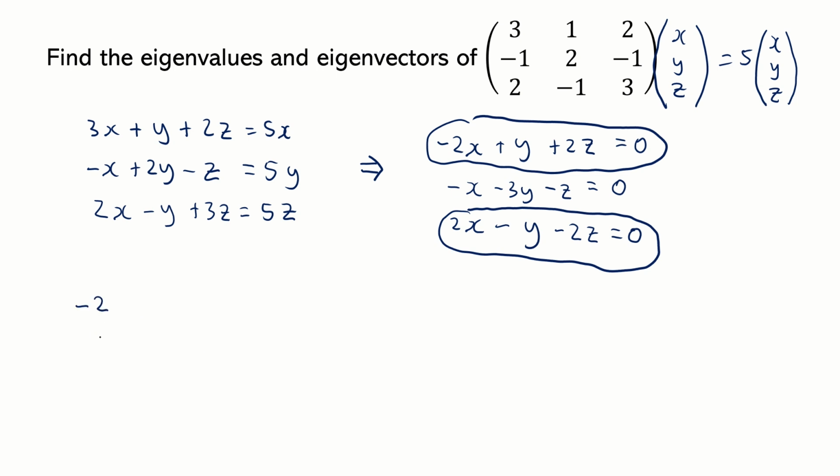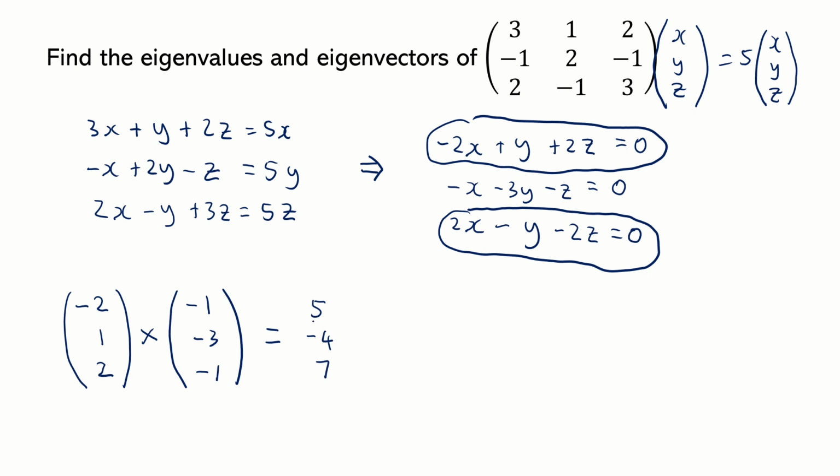I'm going to do the cross product of -2, 1, 2, the normal vector of the first plane. Obviously, if you use the normal vector from the third plane as well, that's going to cause problems because the first and the third planes are parallel to each other, which leads to an unhelpful result with the cross product. So using the normal vector from the second plane instead, which is -1, -3, -1, that will come to an answer of 5, -4, 7. And there you go, we've got our third eigenvector that goes with our third eigenvalue.